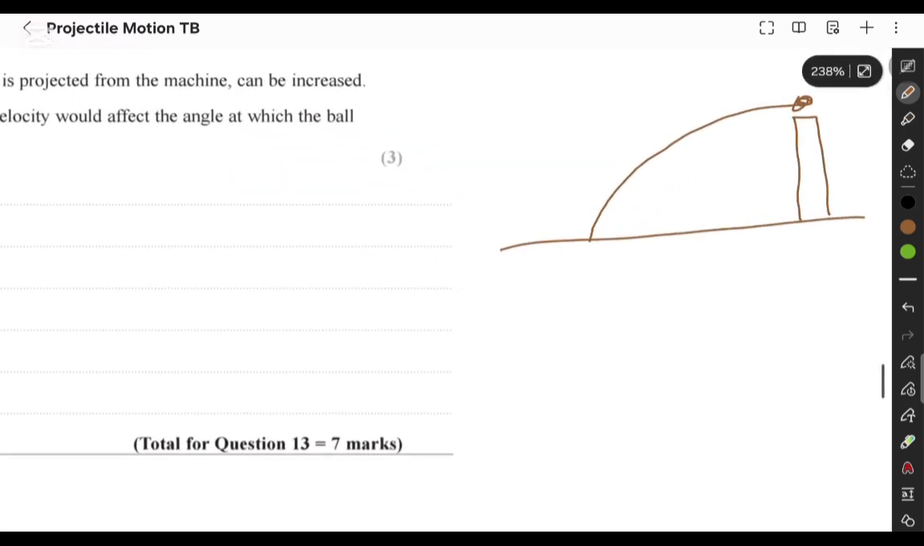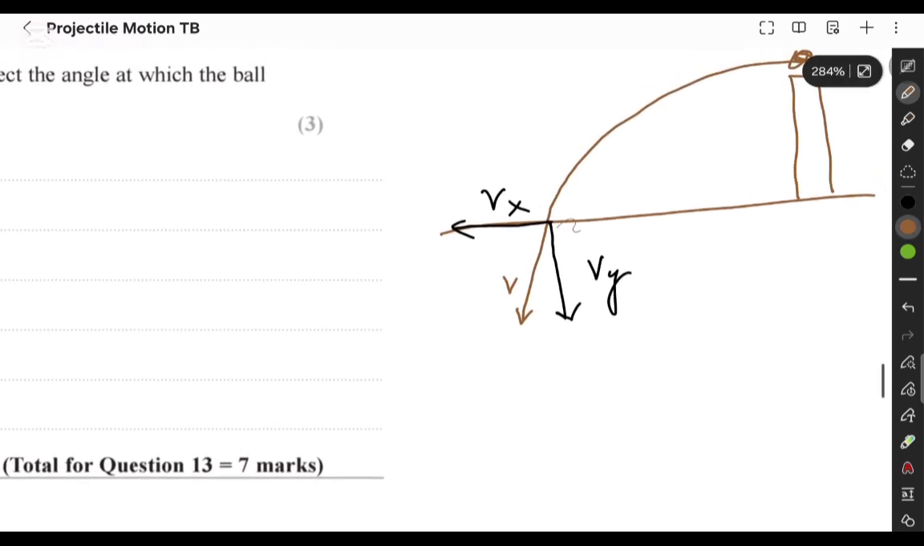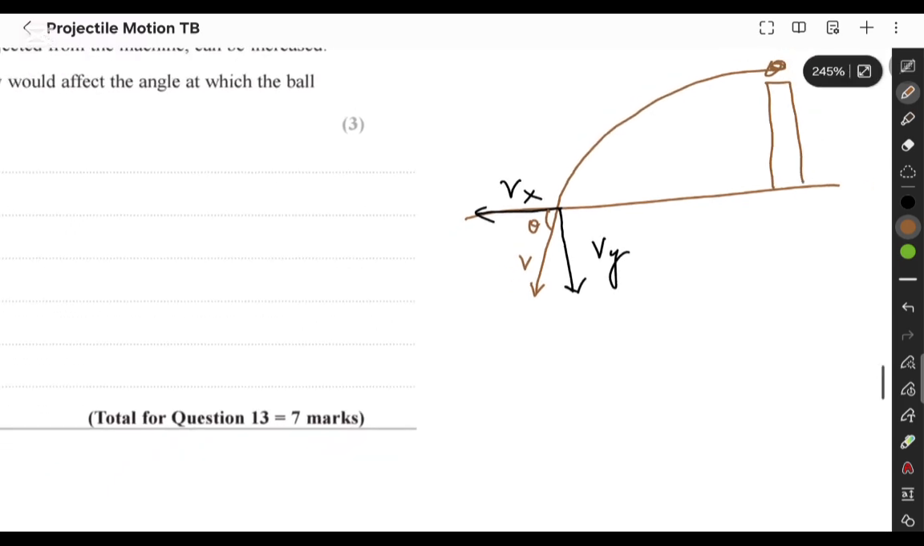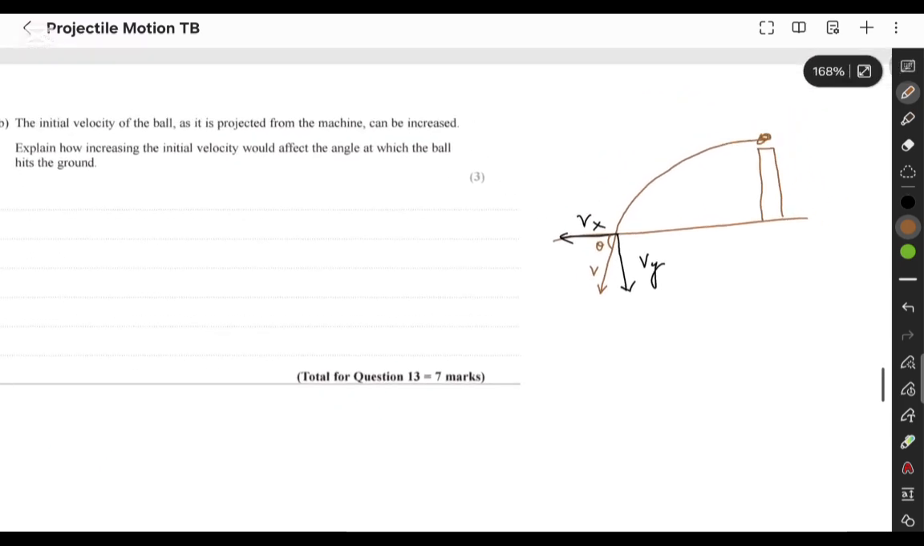Okay, and then when it hits the ground, it's going to have a velocity v, and it's going to have two components, Vy and Vx. And this is going to be the angle that is formed when the ball hits the ground.